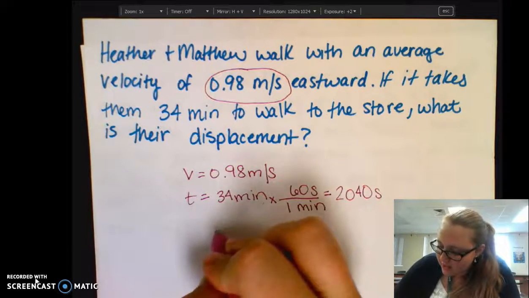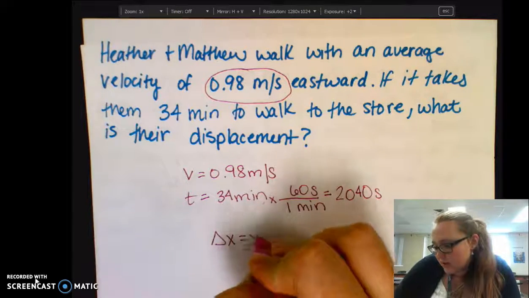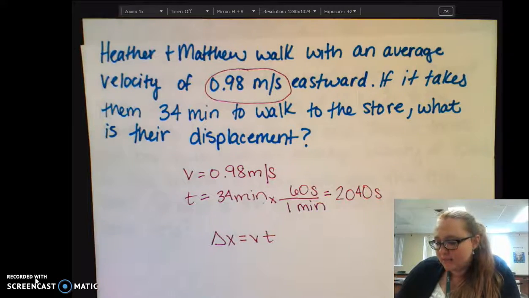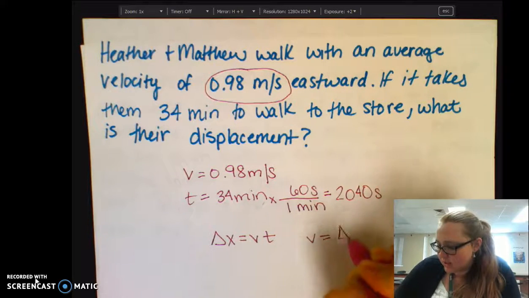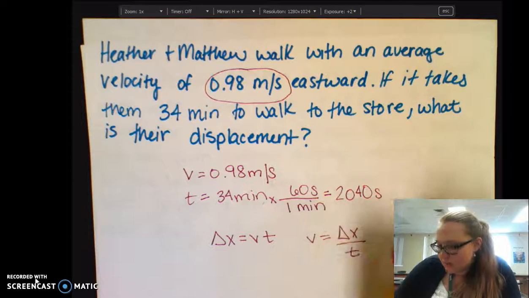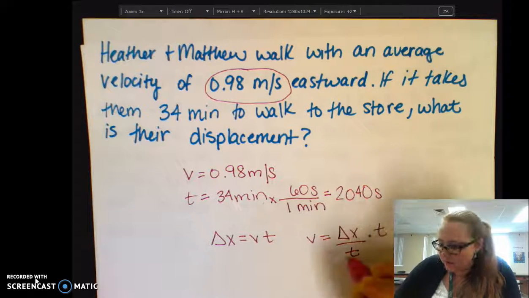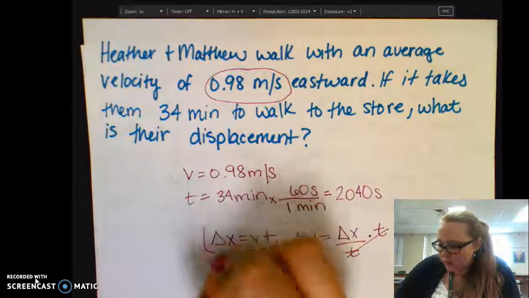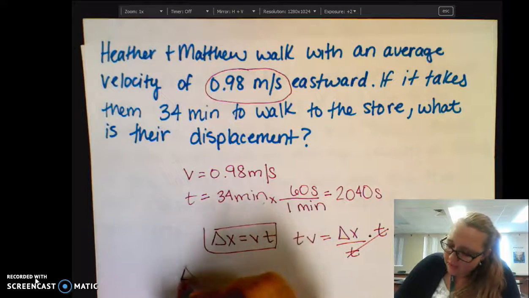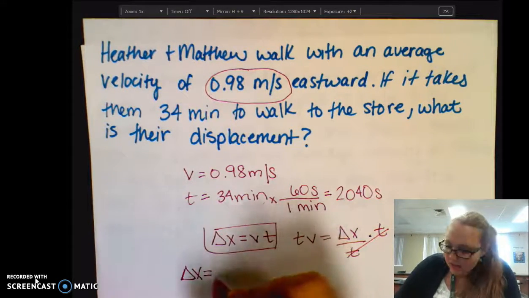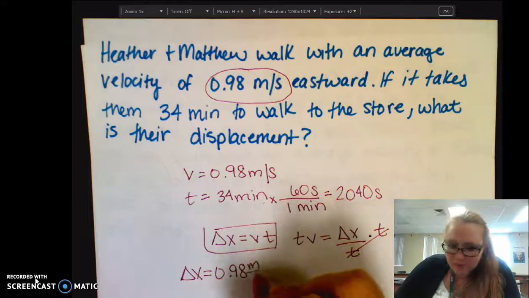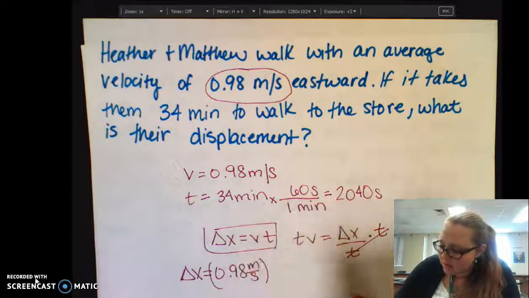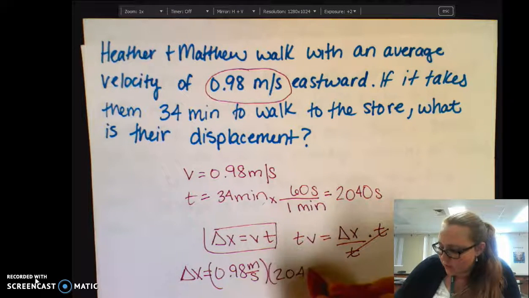So we know that delta x equals velocity times time. I know that because velocity equals delta x divided by time. So if I multiply both sides by t, then I'm left with this equation. So displacement, which is delta x, equals 0.98 meters per second, I'll go ahead and write my units here, times 2040 seconds.